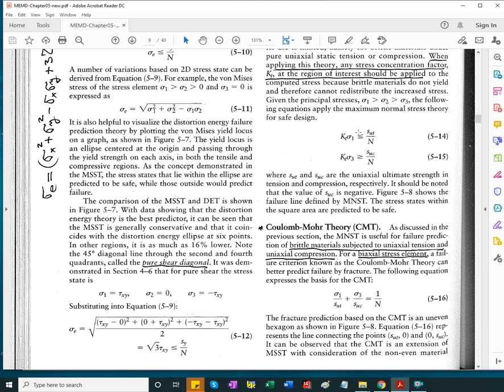So a safe design would be one where this inequality holds, including a design factor, with sigma 1 being positive and sigma 3 being negative. So again, sigma 1 goes with the ultimate tensile strength, and sigma 3 goes with the ultimate strength in compression, and for brittle materials, usually this is a bigger value.